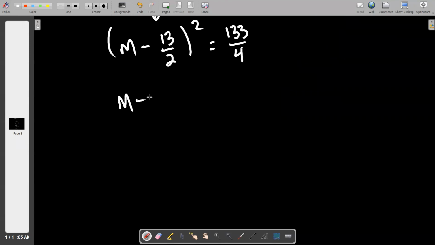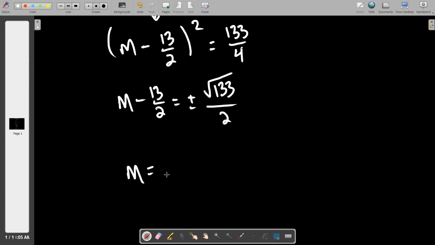On the left side, we get m minus 13 over 2. And on the right side, without even hesitating, we put positive negative. What's the top going to be? Root 133. And bottom is regular 2. Last step. Move the... Yeah, and Sadie, what are we going to do when we move that minus 13 halves to the other side? We're going to switch that sign, right? So we're going to get positive 13 over 2 plus or minus the square root of 133 over 2.